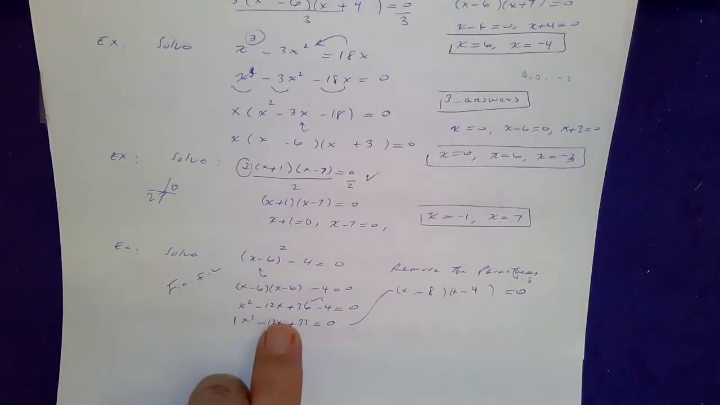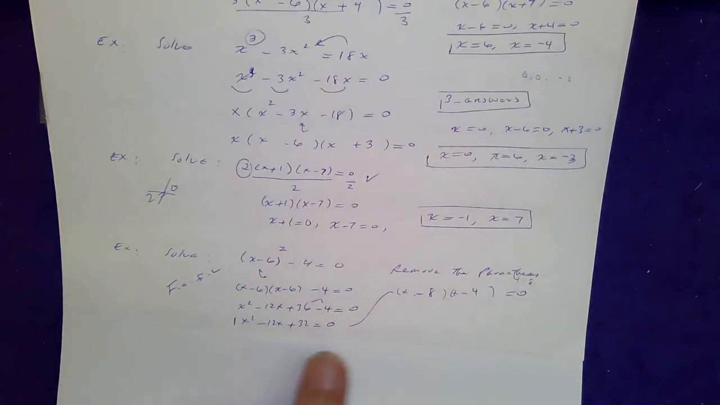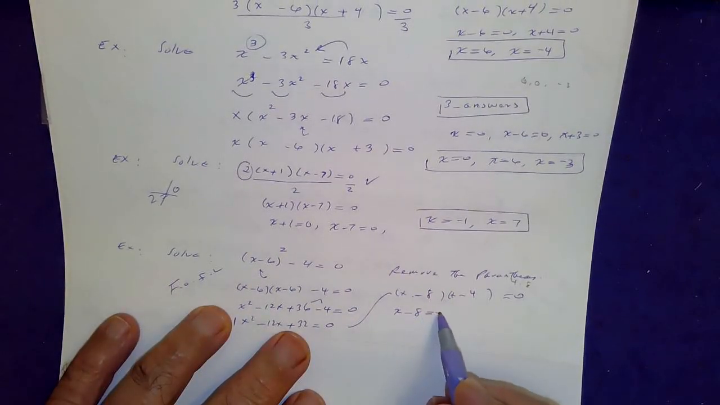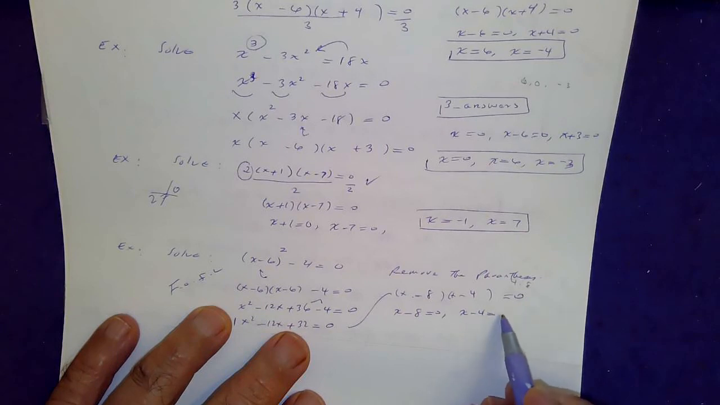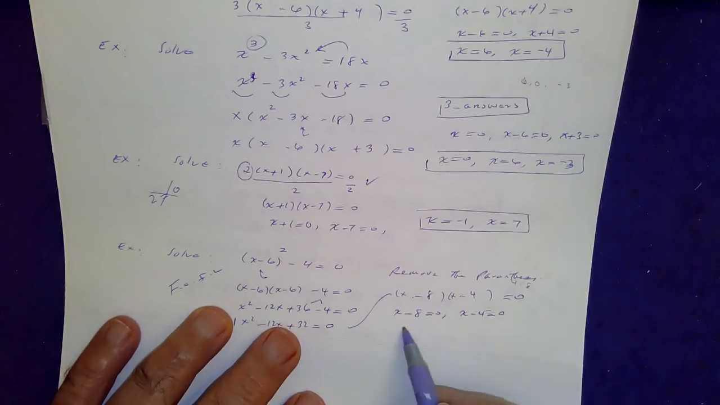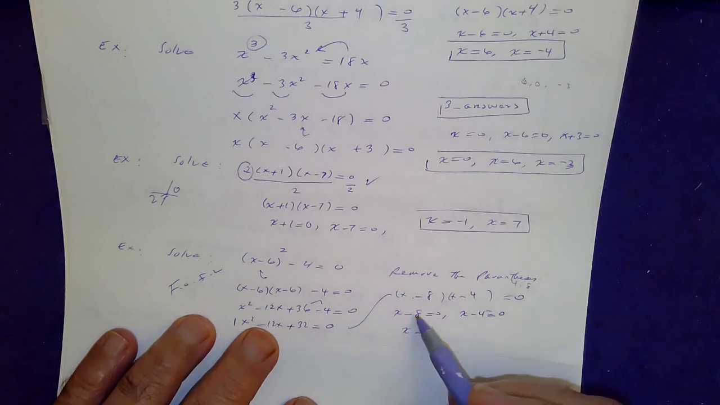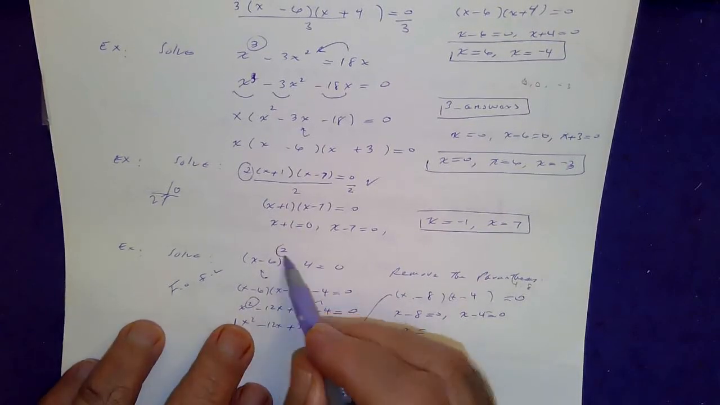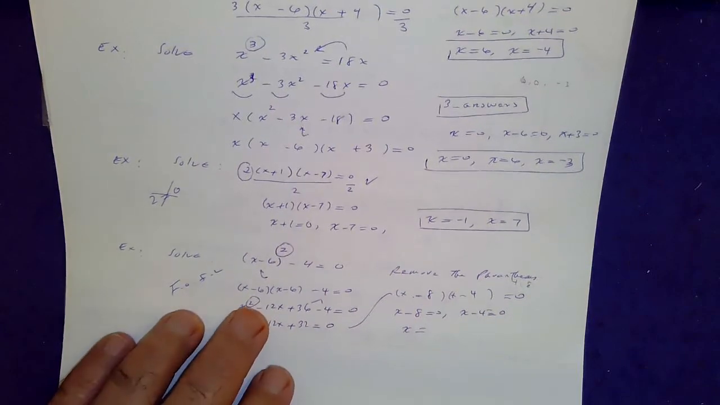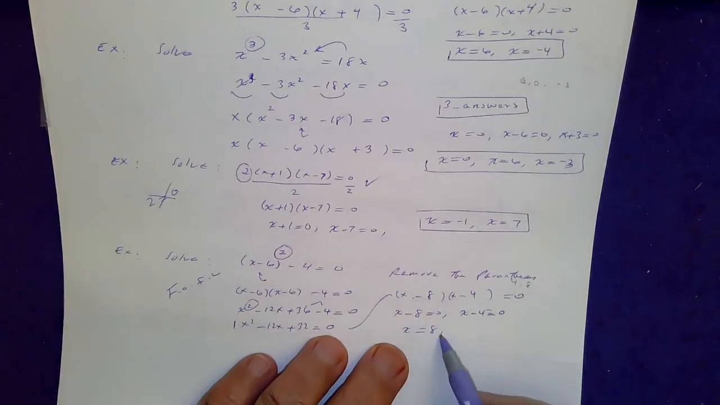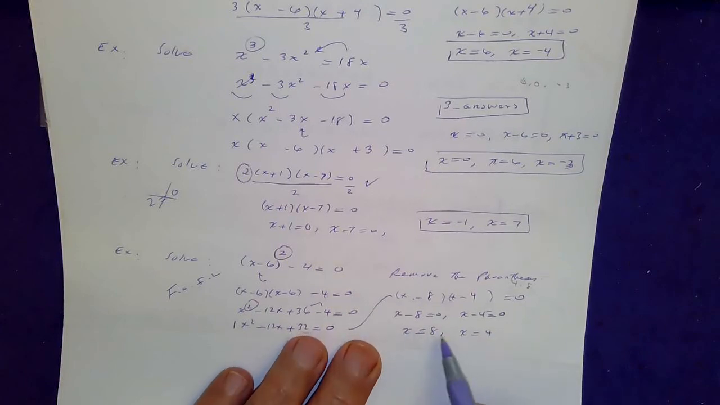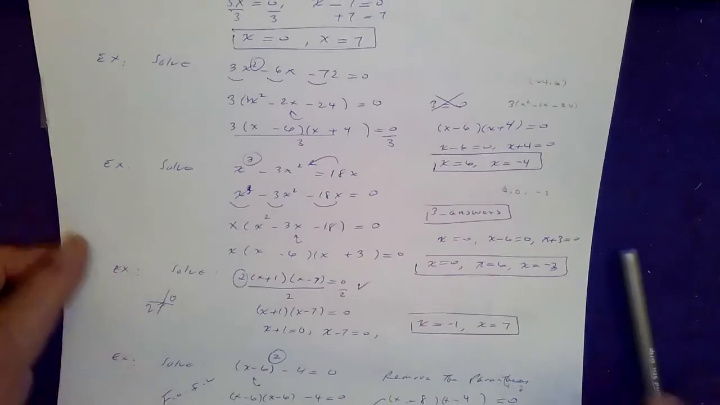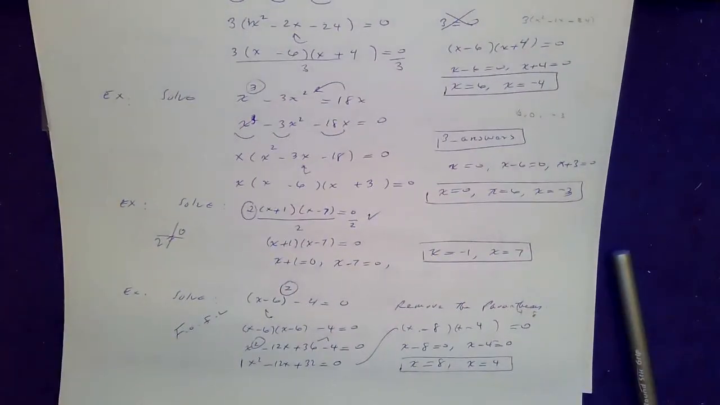-8 times -4 is positive 32. Check the sign, make sure you got the correct signs. Set each of these guys equal to 0 and get your final two answers. How do I know I should get two answers? Notice the highest power of x was 2. Do you see it? So that indicates I have to come up with two answers, namely what? 8 and 4. And that should pretty much do it for this section. Thank you.